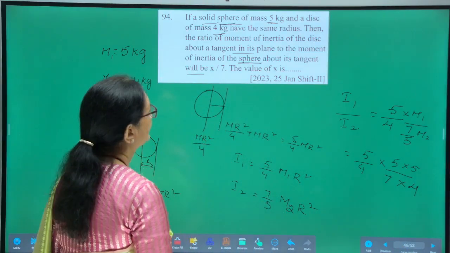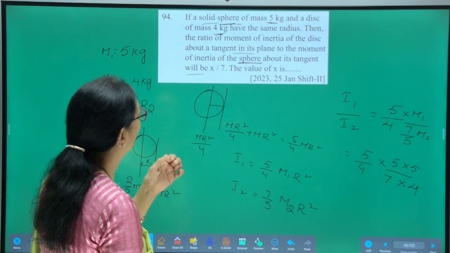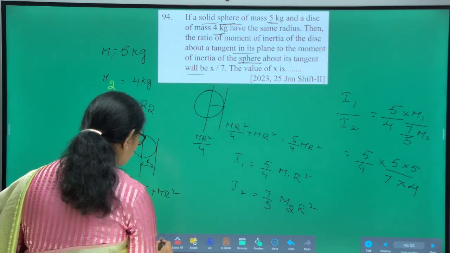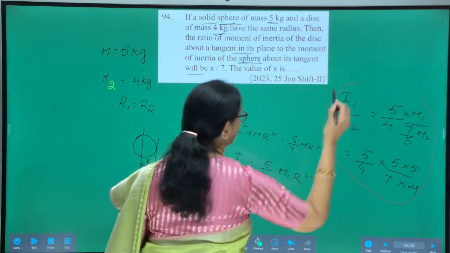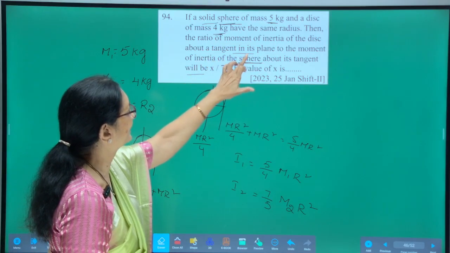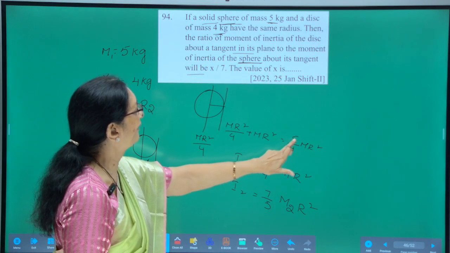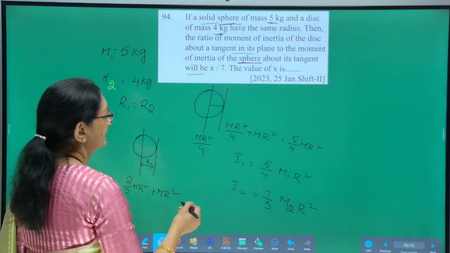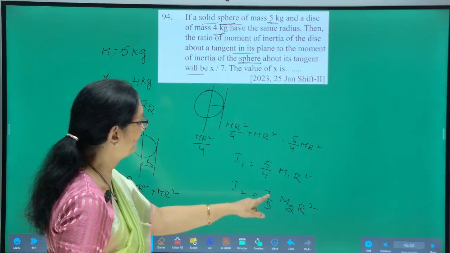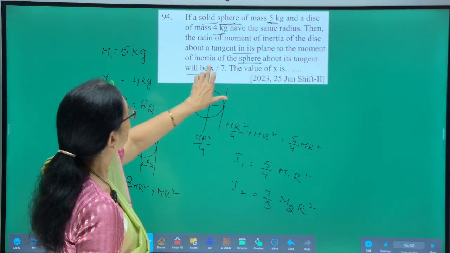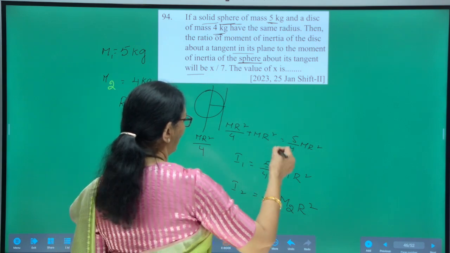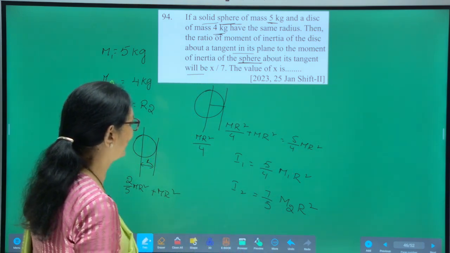So, here what is asked in the problem? The ratio is given as x by 7. So, there is a small mistake in the problem. Let us correct that mistake. It is simple. Here the moment of inertia of the disk about the tangent in its plane is 5 by 4 mr square, so 5 by 4 m1 r square. For a solid sphere, 7 by 5 m2 r square. So, here the ratio is x by 7. Okay. So, I1 by I2 is given as x by 7.